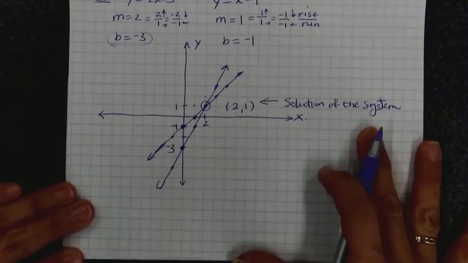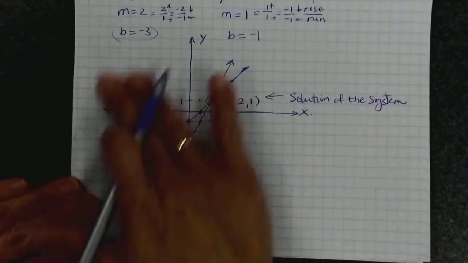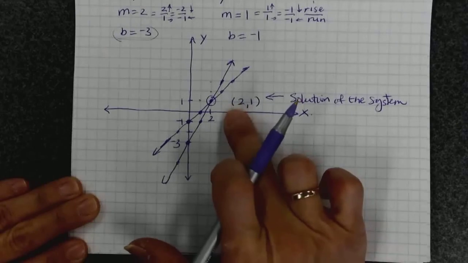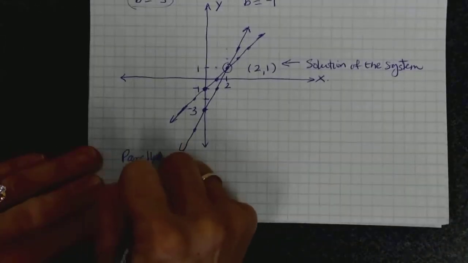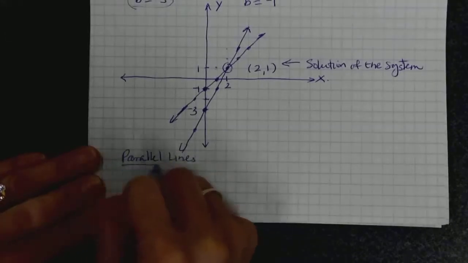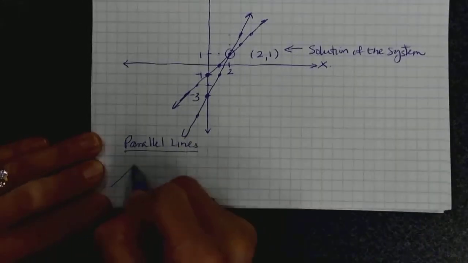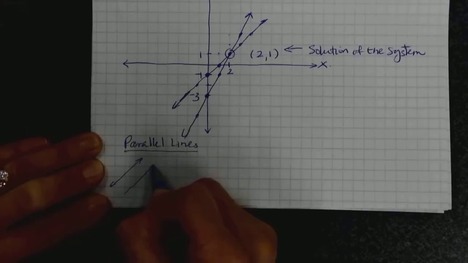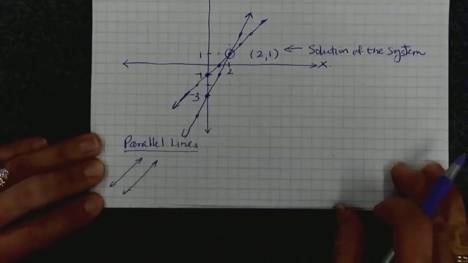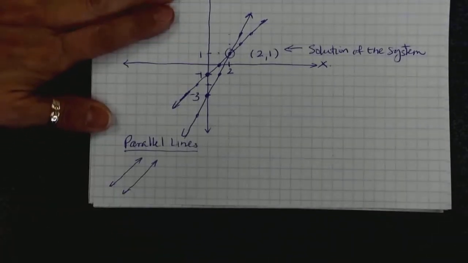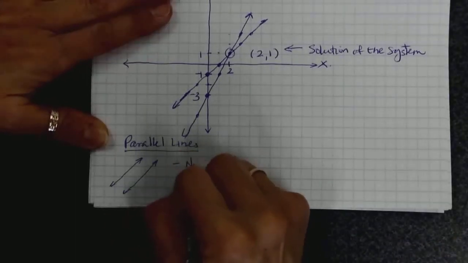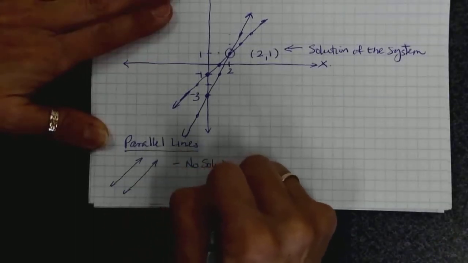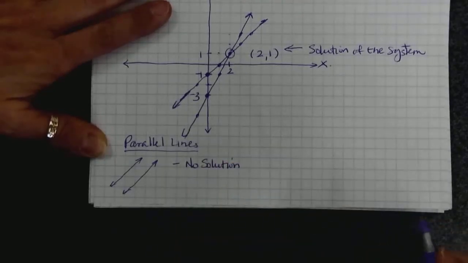There are a couple of other scenarios. So far we have one solution, at the point of intersection. But if you have parallel lines, that means two lines with the same slope and different y-intercepts. These two lines will never intersect, so parallel lines have no solution because there's no point of intersection.